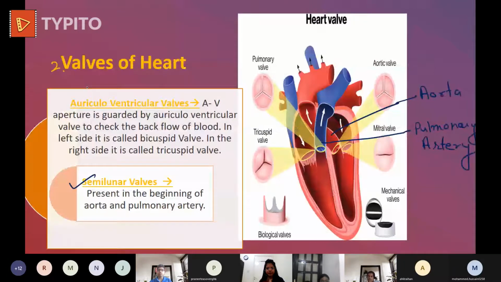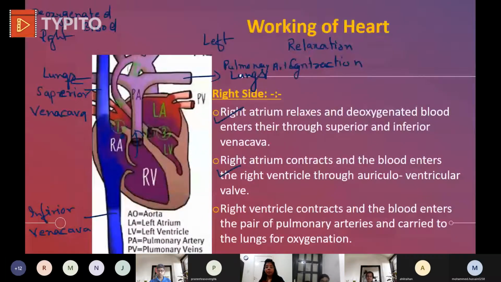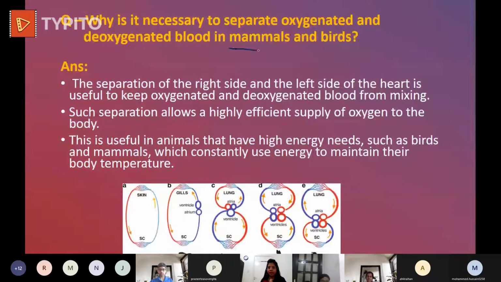Now you see here, our oxygenated left side and deoxygenated right side are separated by the septum. This kind of partition by septum is only available in mammals and birds. So why is it necessary to separate oxygenated and deoxygenated blood in mammals and birds? The reason is that the separation of the right side and the left side of the heart is useful to keep oxygenated and deoxygenated blood from mixing. Such separation allows highly efficient supply of oxygen to the body.